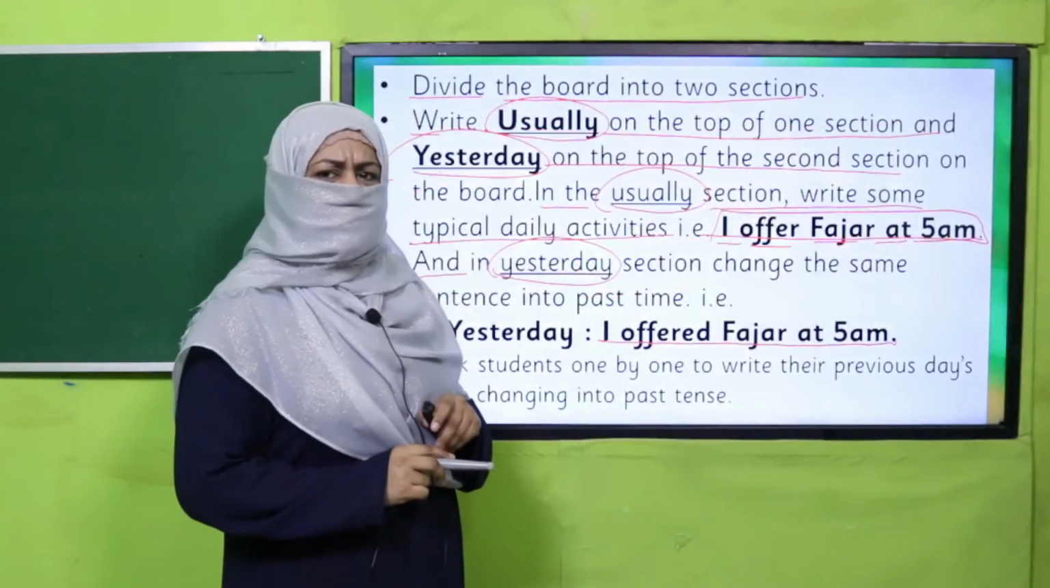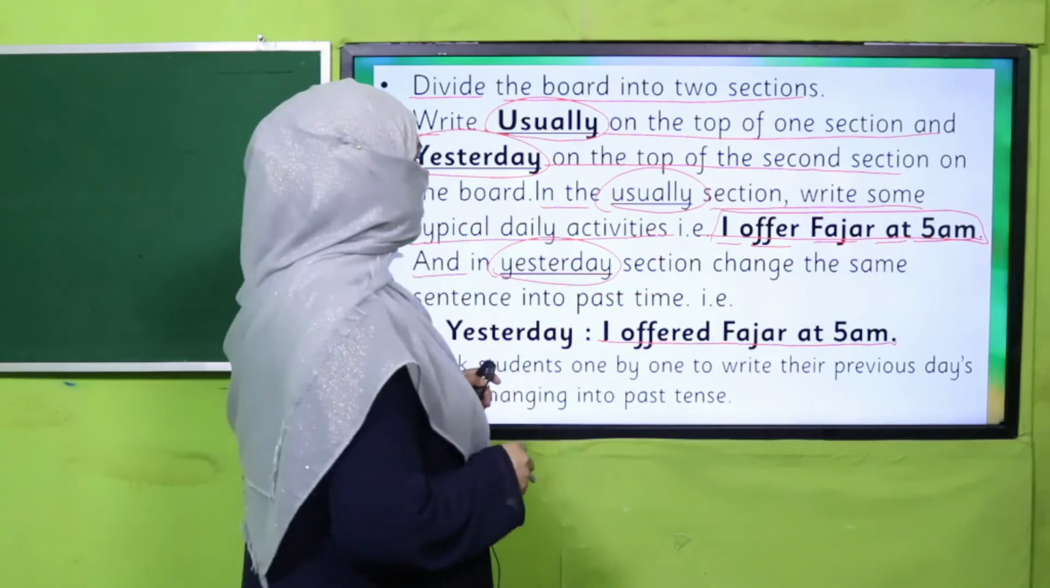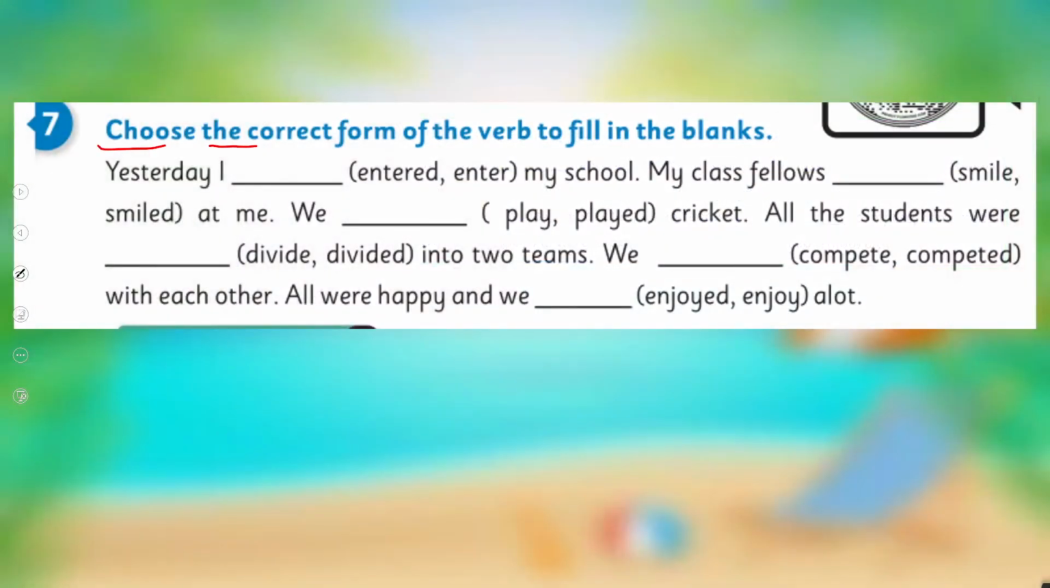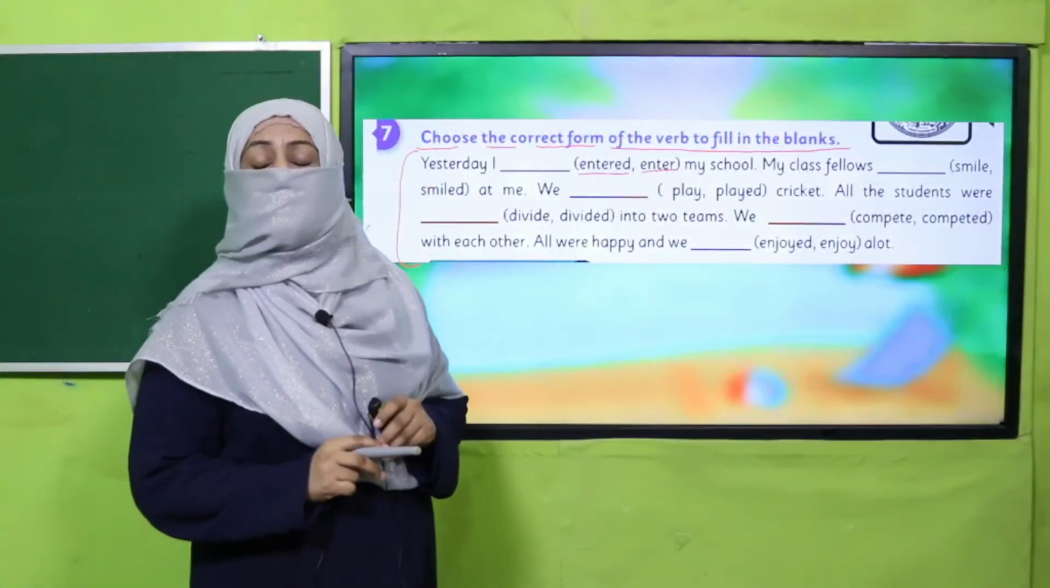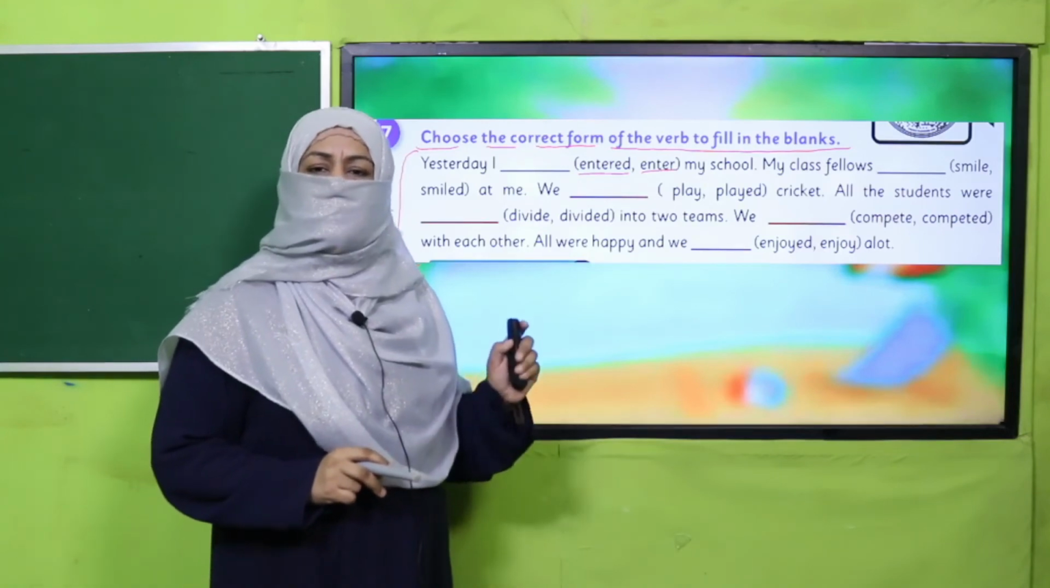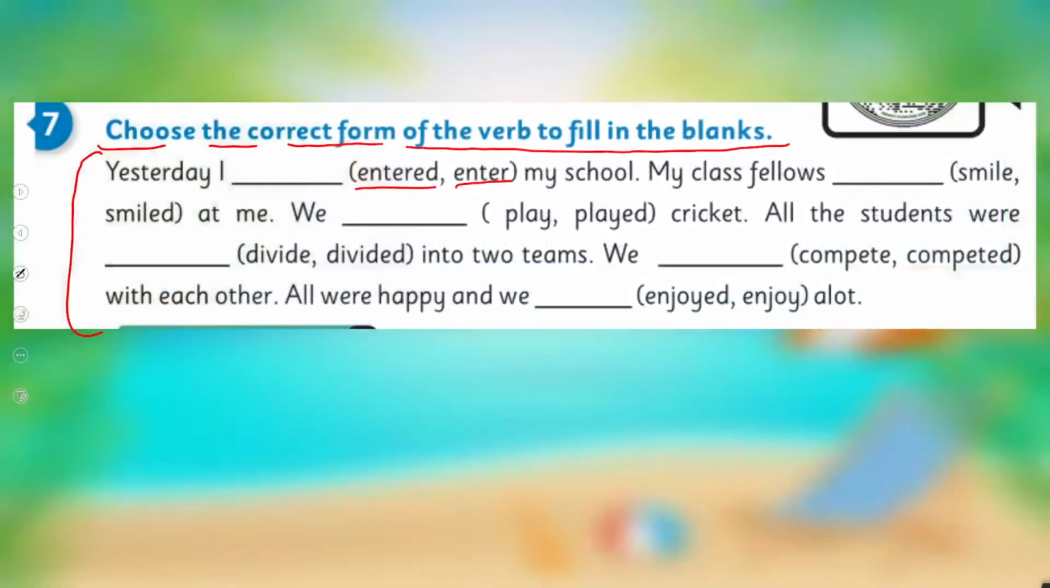Yes, my dear students, are you done with it? Good job. Now settle down, practice it from your book. What do you have to do? Choose the correct form of verb to fill in the blanks. Now be careful, this is a paragraph. Two forms of verb are given in parentheses. You have to select the correct one to complete this paragraph. Pause the video, complete this paragraph in your book, and then come back.